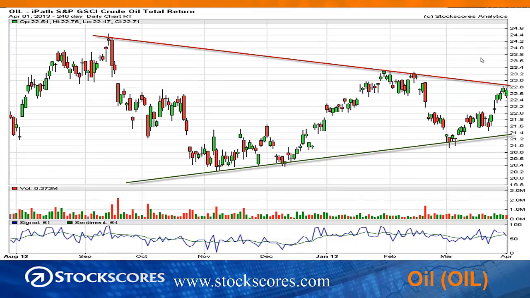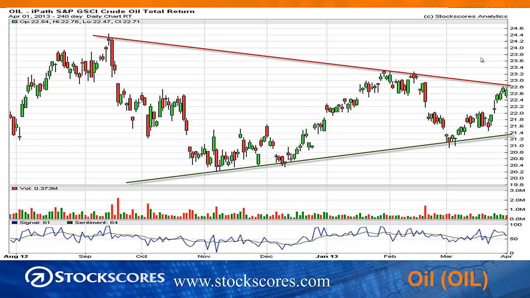When you go to the daily chart, you can see that strength in March, but you can also see that we're now coming up to resistance at the top of this pennant pattern, and that is a bit of a concern. It tells me that the strength in oil is probably going to fizzle out in the short term, and we may see this reverse again.